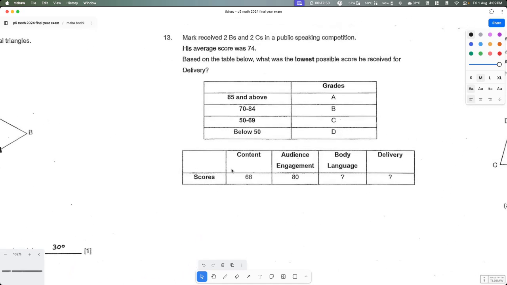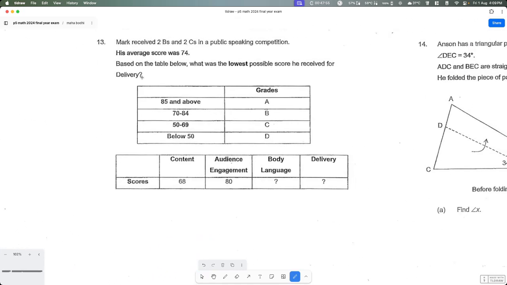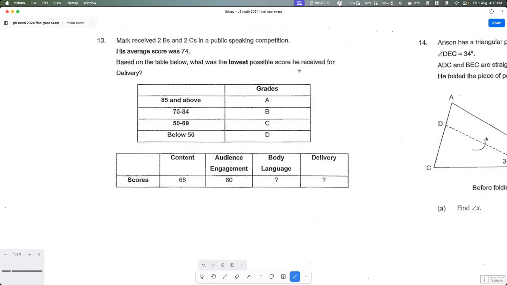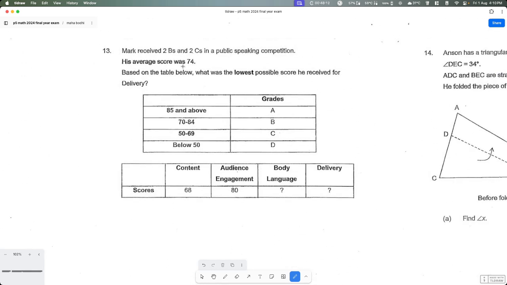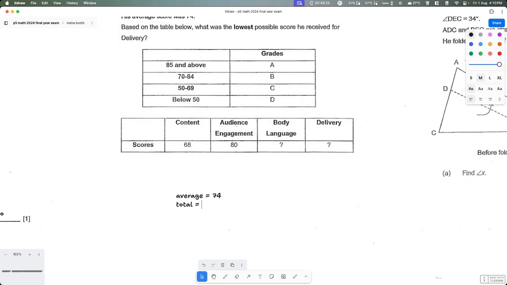Question 13. So it says here, Mark received 2 Bs and 2 Cs in a public speaking competition. His average score was 74. Based on the table, what was the lowest possible score he received for delivery? So it's only delivery over here. Okay, so we know that there's 2 Bs and 2 Cs. The average is 74. So what we can do is, average is equal to 74.